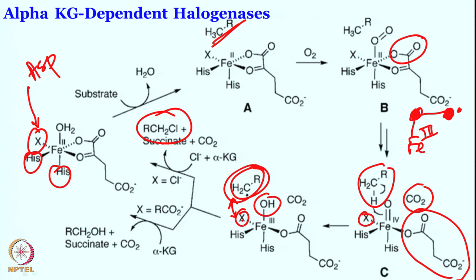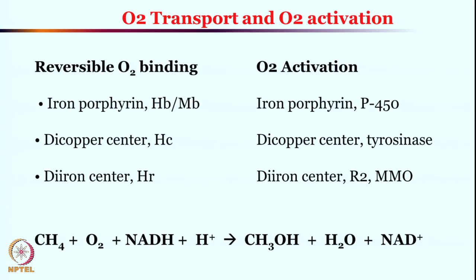So, these alpha keto glutarate dependent enzymes are, I guess, quite exciting. Not only are they capable of doing the hydroxylation chemistry, they can also do the halogenation chemistry, right. We have seen that as well. So, what we have seen so far is that not only reversible dioxygen binding, oxygen activation is also fascinating, right, and more fascinating I would say, and more challenging, with more opportunities and more substrate scope that can be involved.